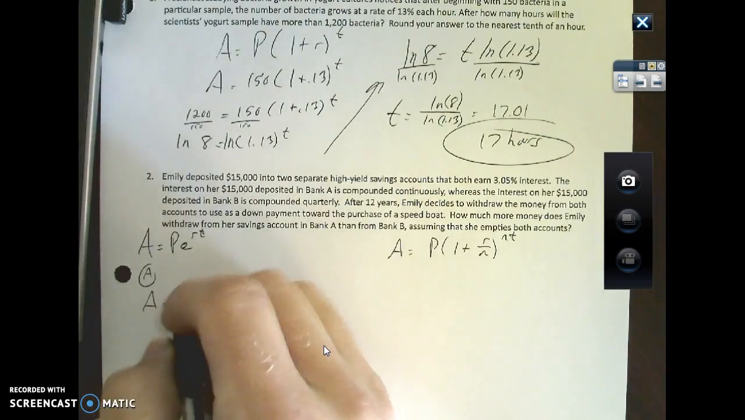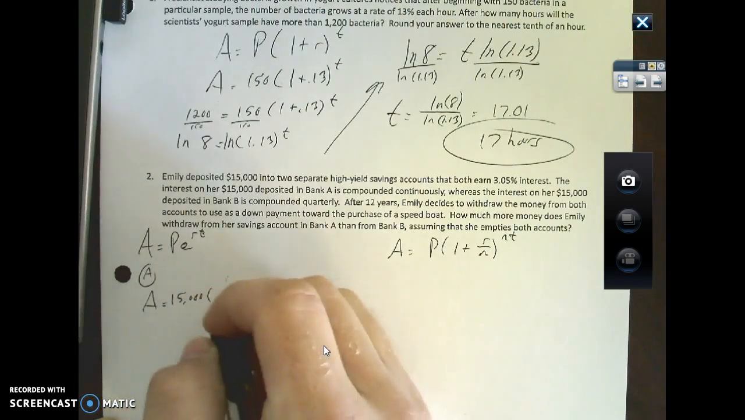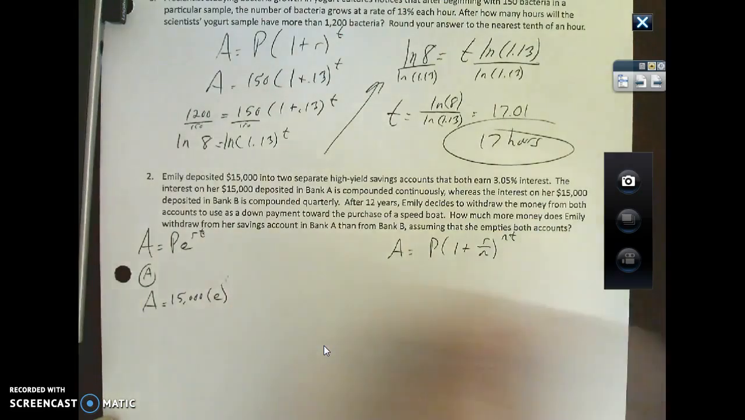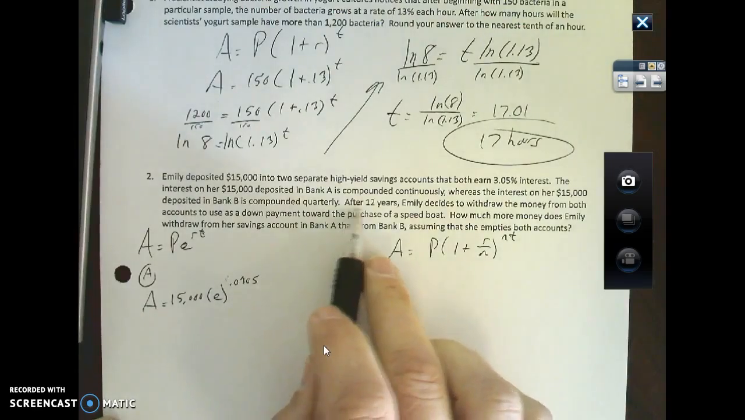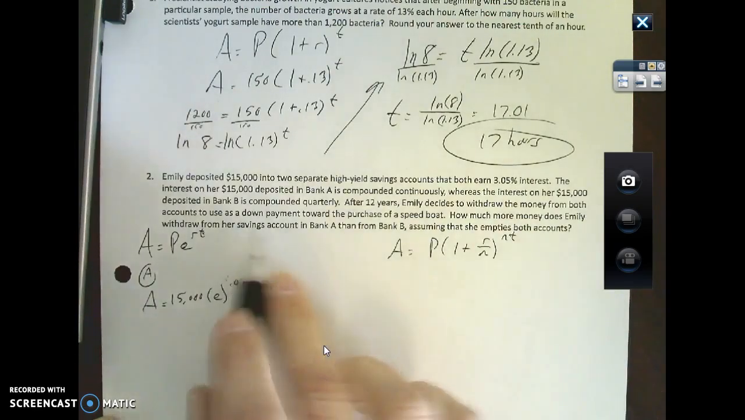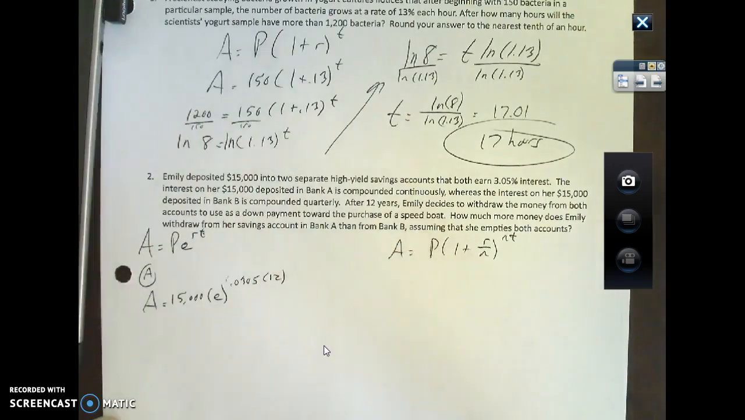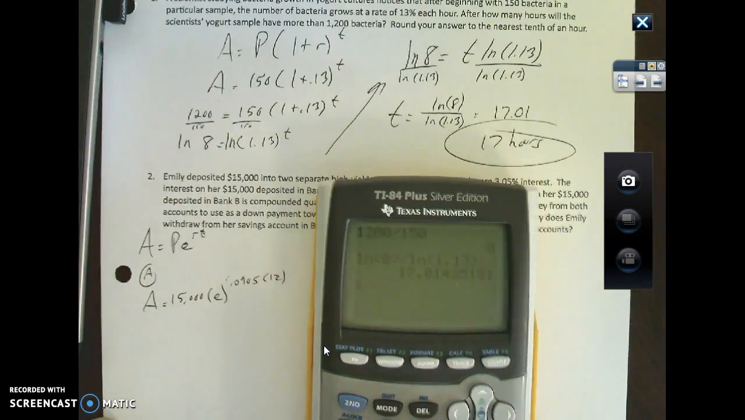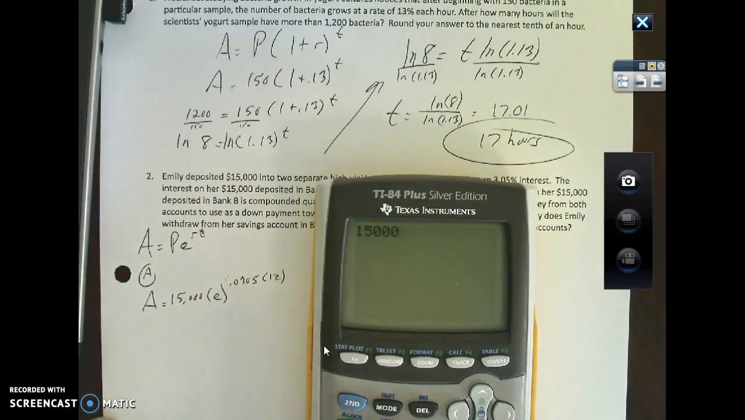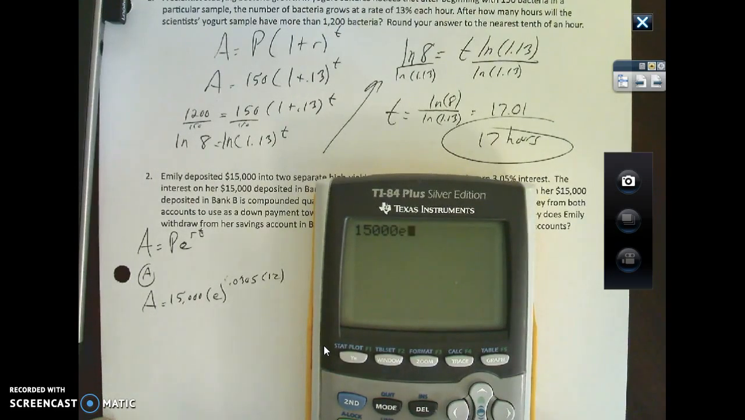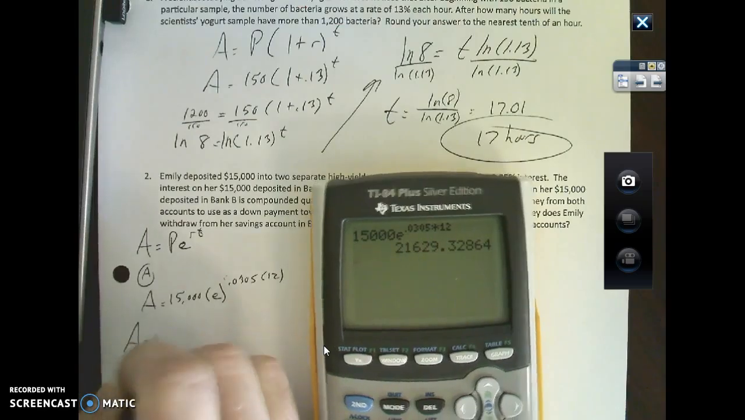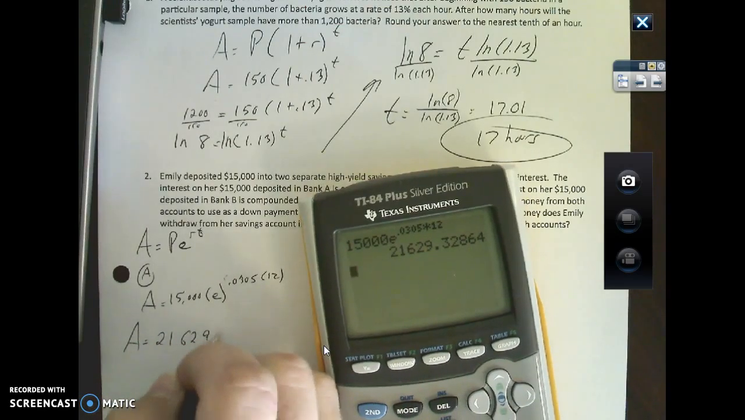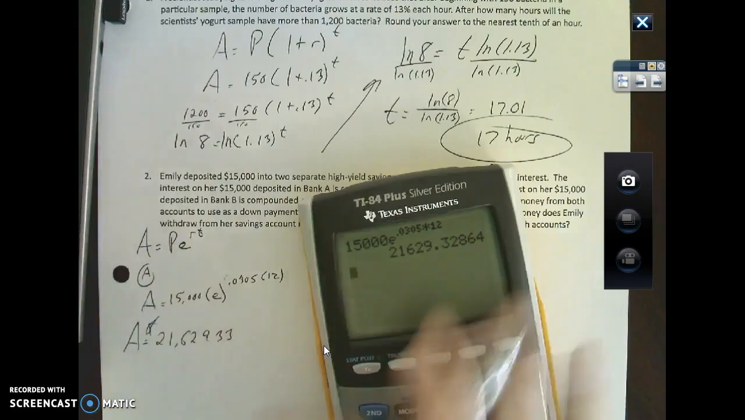So my principal is 15,000. e raised to the interest rate, which is 0.0305. And the T, it says, after 12 years, she decides to withdraw the money from both accounts. All I'm doing is plugging stuff in. So I got 15,000 for the first one times e, raised to the 0.0305 times 12. So I am earning $21,629.33. Not a bad little chunk of change.